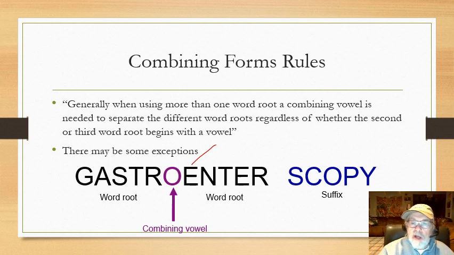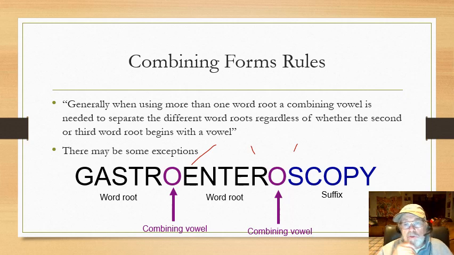Gastro-enter, and then now I have two consonants here, so I'm probably going to add a vowel, and again, that combining vowel is going to be an O. So back: gastroenteroscopy. Now that's a nice word that just rolls off the tip of the tongue. Sounds good, smooth as butter. So as a result, gastroenteroscopy is correct in this situation.